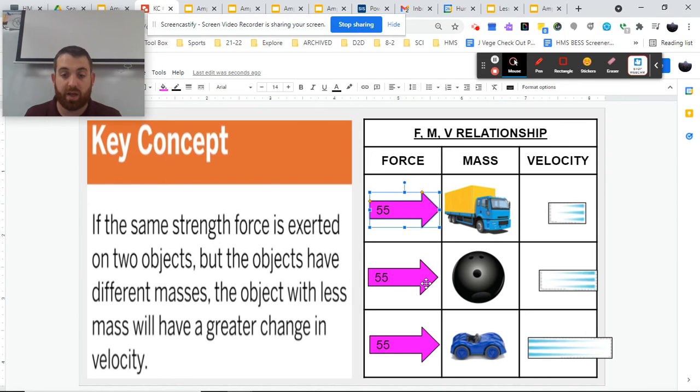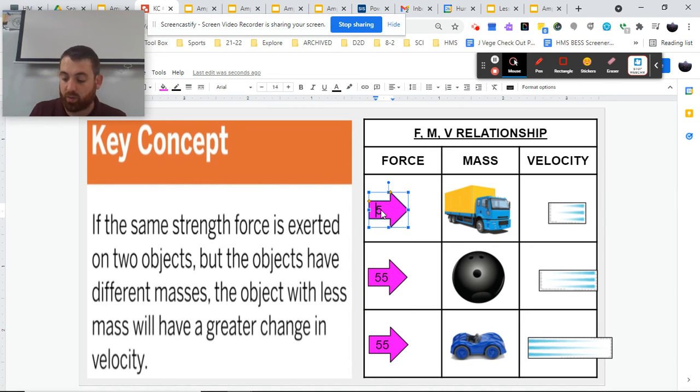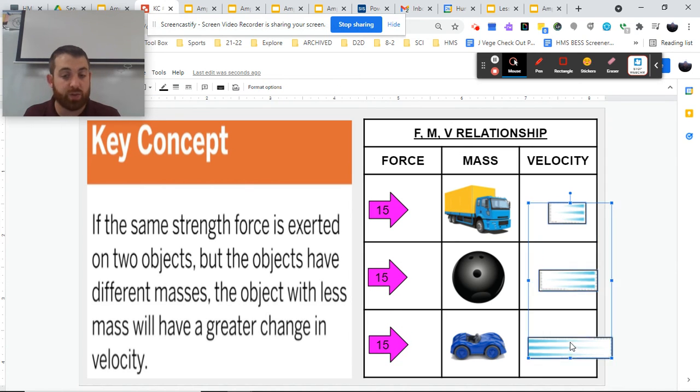Notice if we were to make this smaller, say we rewind it, and now it's let's say 15. So notice we're applying a smaller amount of force to all three objects, but it's still the same. We would see that all three of their velocities would change. Smaller force, smaller change in velocity. But again, that small amount of force still has the same proportion to how the velocity would change.